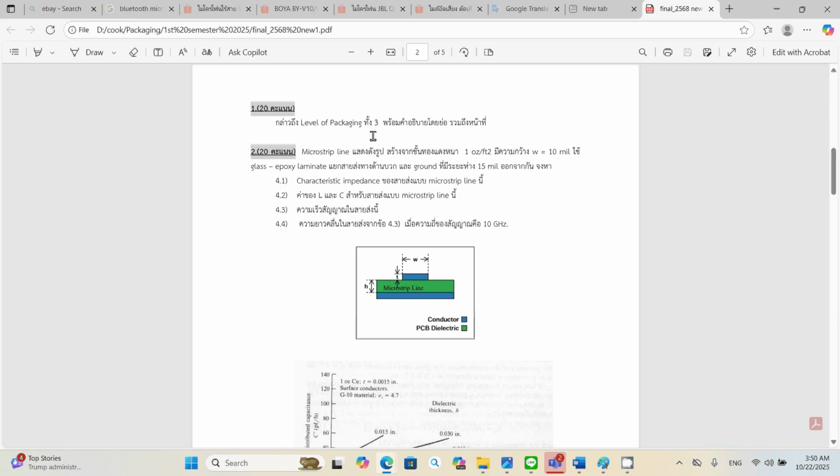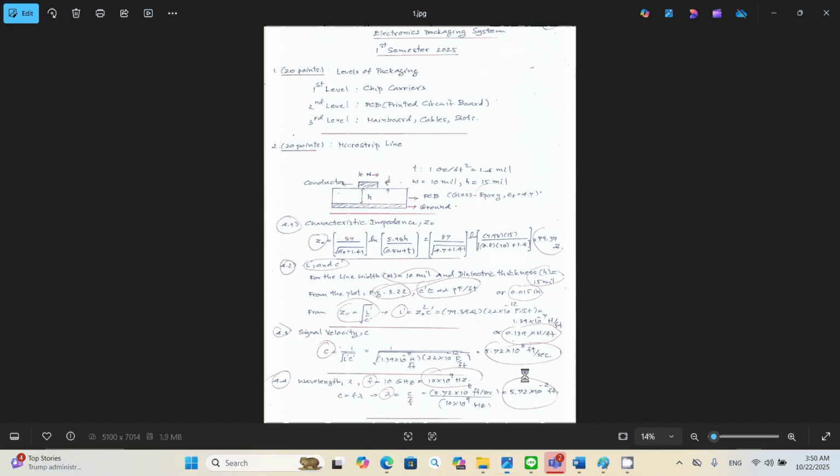Three of them. As you know, we have three levels of packaging. The first level, that's the chip carriers. The second level, that's the PCB or printed circuit board. And the third level, that's the main board, cables, slot, etc.